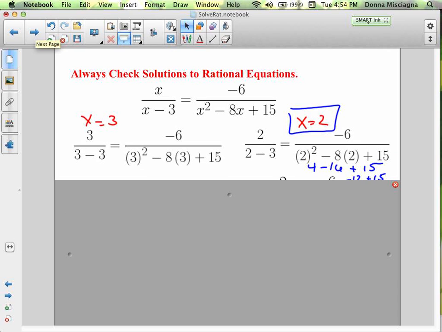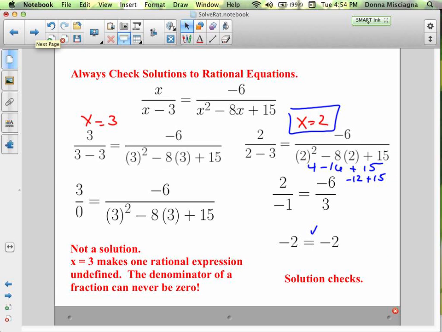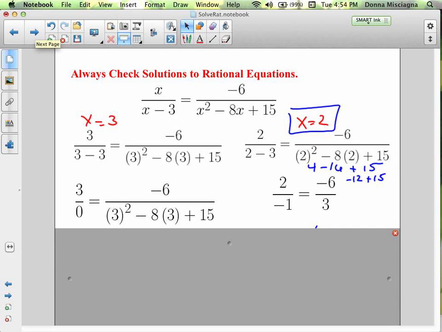All right, so we have to check the 2 and check the 3. I'm just going to move the whole thing here. So here I've got both of the equations. On the left-hand side, I plugged in x equals 3. On the right-hand side, I plugged in x equals 2. Let's look at the right-hand side first.